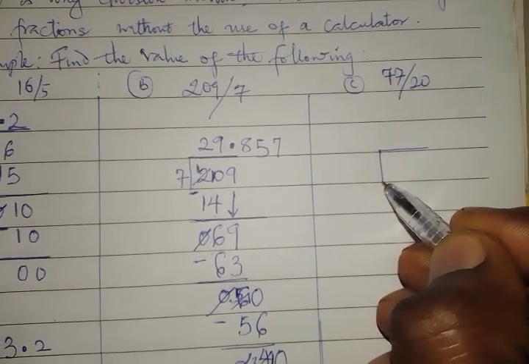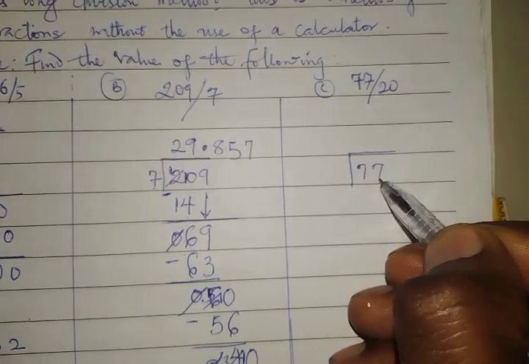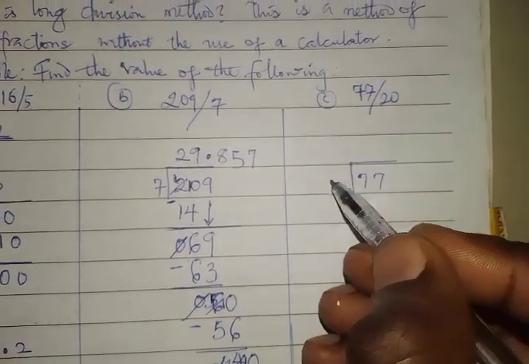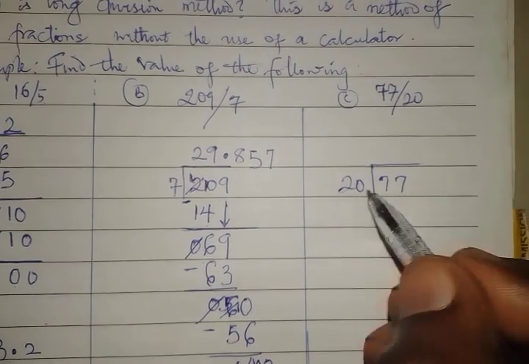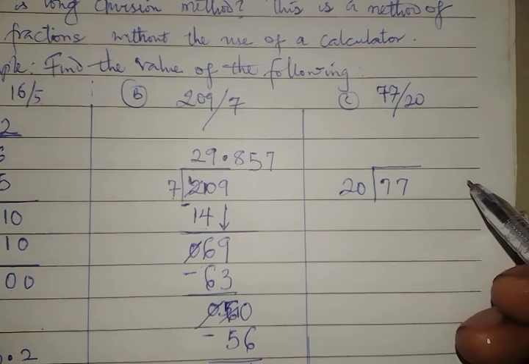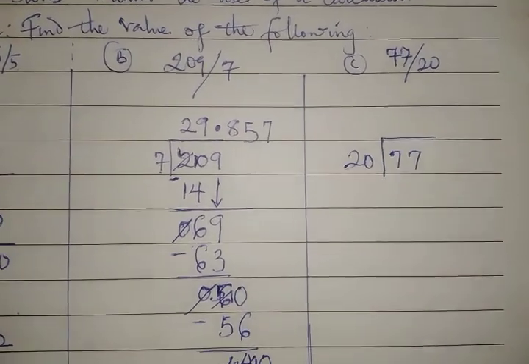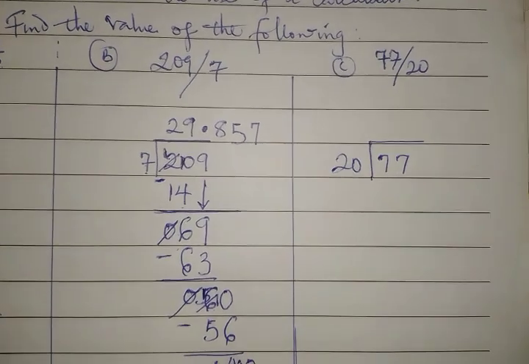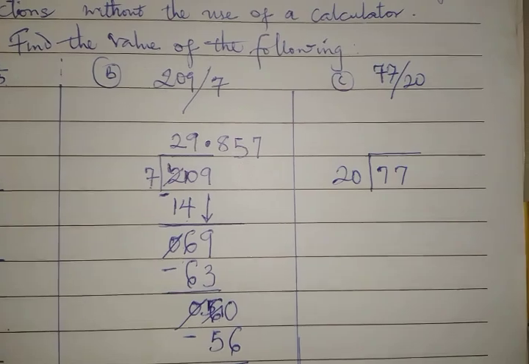The next thing is to put your numerator inside and put your denominator outside. The next thing to do is 20 in 77. I like to use the trial method. And what is the trial method? I will say 20 times 1 is 20, 20 times 2 is 40, 20 times 3 is 60.